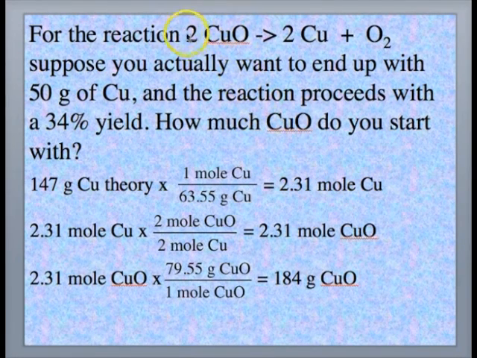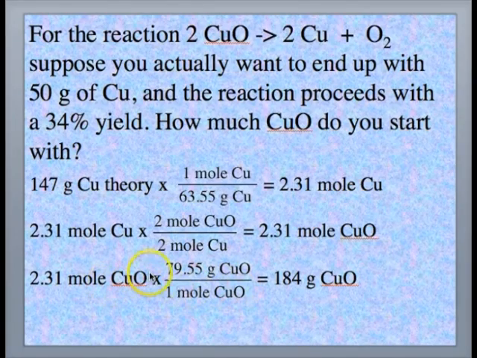Now we can use the stoichiometry in the balanced equation to go from moles of copper to moles of cupric oxide. It's a 2-to-2 or 1-to-1 mole relationship. So we apply that 2-to-2 mole relationship to the 2.31 moles of copper to get 2.31 moles of cupric oxide, and convert the moles of cupric oxide to grams of cupric oxide using the formula weight of cupric oxide, 79.55 grams of cupric oxide per mole. Moles will cancel out. We'll be left with grams of cupric oxide.